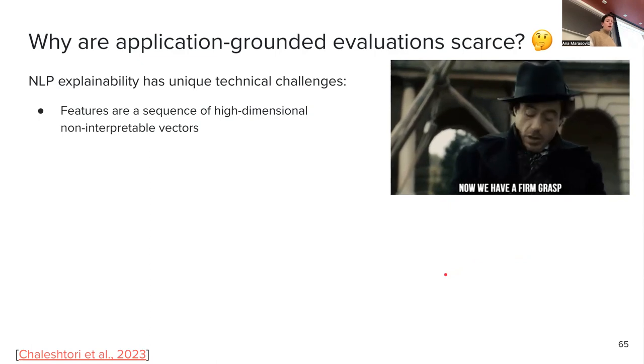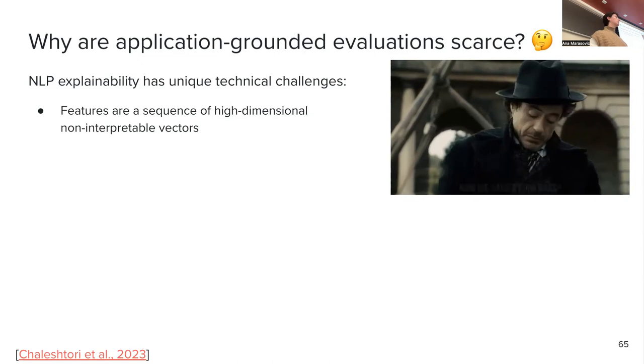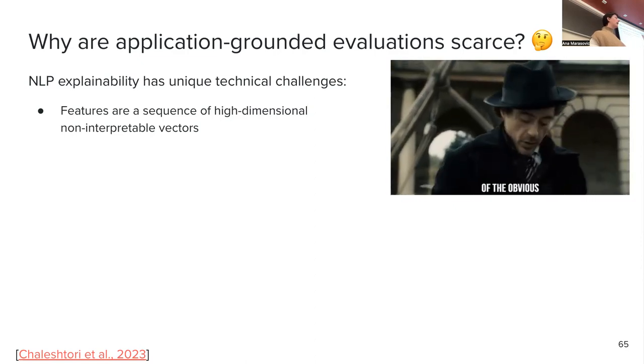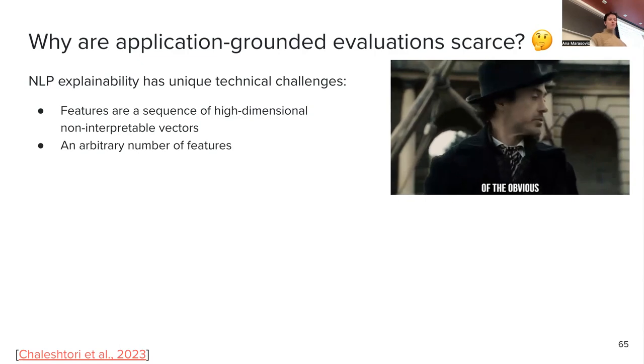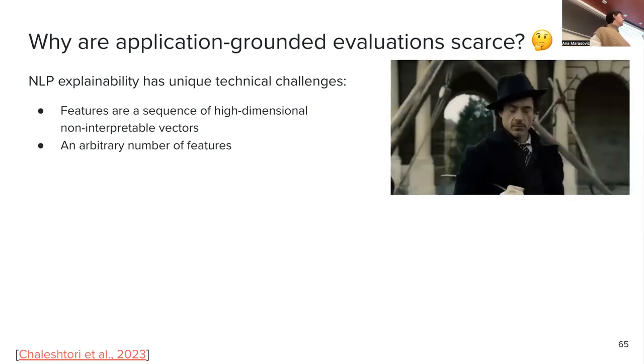Those reasons being that we had unique technical challenges. Features in natural language processing are sequences of high dimensional vectors that are not interpretable. It's not like you have age or income, something that you understand as a feature. So when I tell you the importance of age was really important, you're like, yeah, I understand it. Here I'm giving you the importance of some high dimensional vector, and besides the surface form of the word, you don't really get what the other features in this vector are. We also have an arbitrary number of features. With classical data mining applications, you have, let's say, 50 features, but they are fixed and they don't change from instance to instance. Since here features are tokens and text can be of different lengths, now you have an arbitrary number of features.